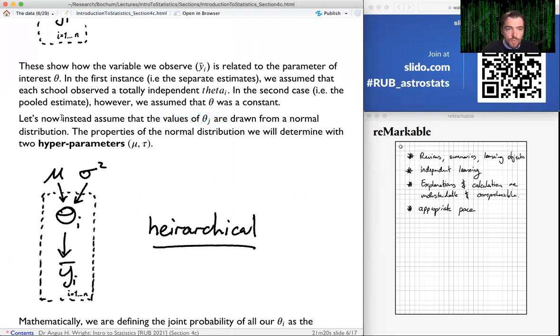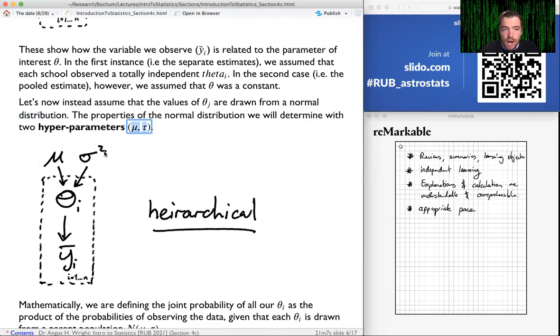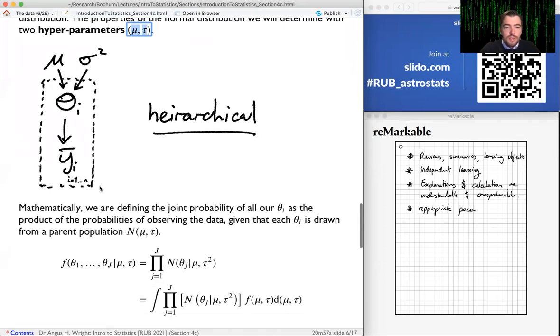So instead, we assume that the values of theta j are drawn from some parent normal distribution, and it has hyperparameters mu and tau, sorry. And this then is the hierarchical model. So if I was to cover up this section here at the top, then it would look like I had the independent version, but instead I've got this hierarchical model.